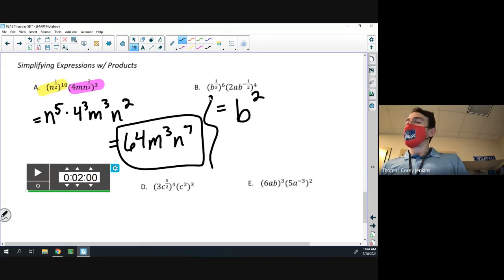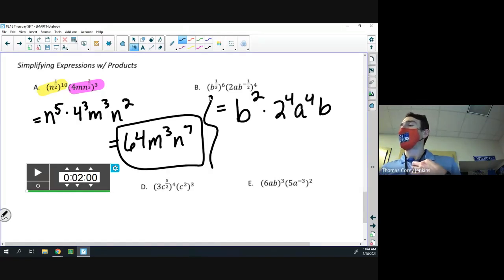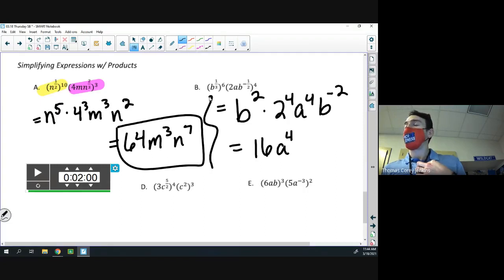So if I raise b to the 1/3 to the power of 6, I'd get b squared, because 1/3 times 6 is 2. Then I have 2 to the 4th times a to the 4th. And then my exponent for b is going to be -1/2 times 4 is -2. Now I'm going to start to clean this up. 2 to the 4th would be 16. A to the 4th would just stay a to the 4th.